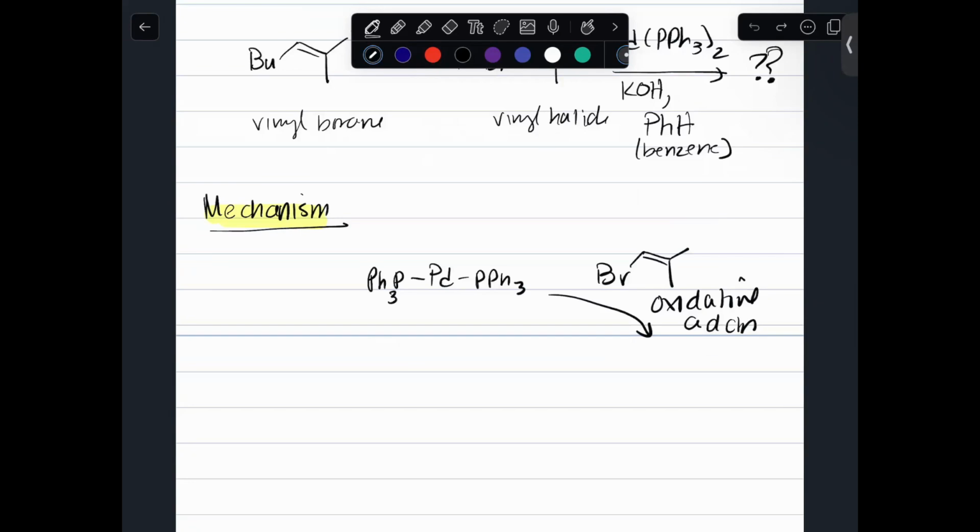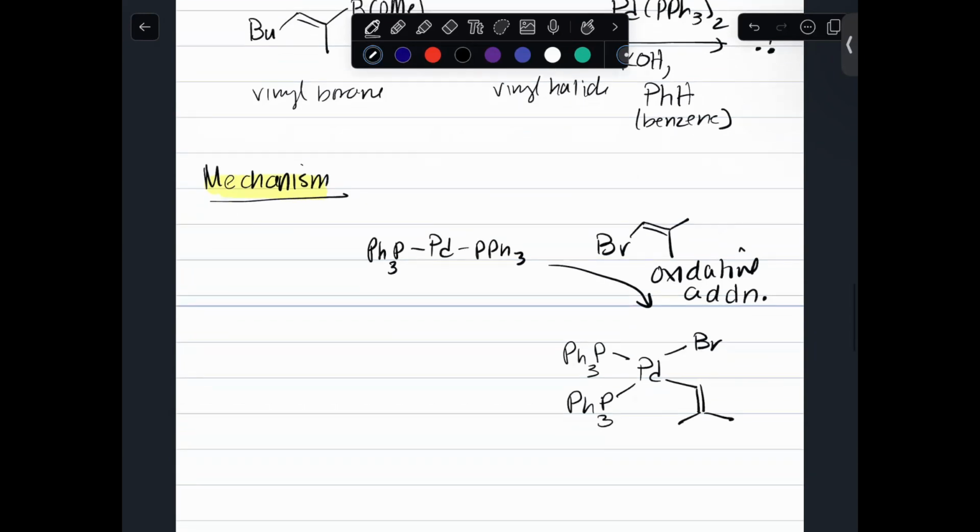Oh, sorry, that looks a little messy. So let me draw that intermediate. Okay. Now, here's where things change and are different from the Heck reaction.